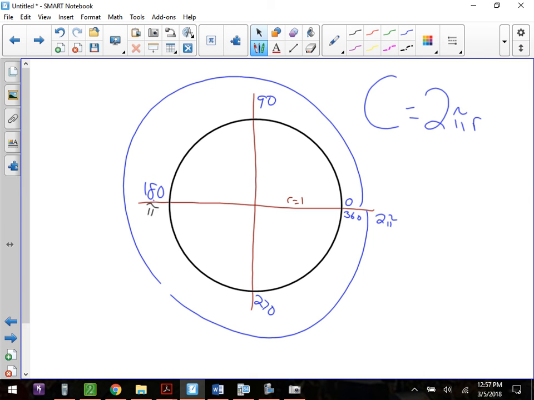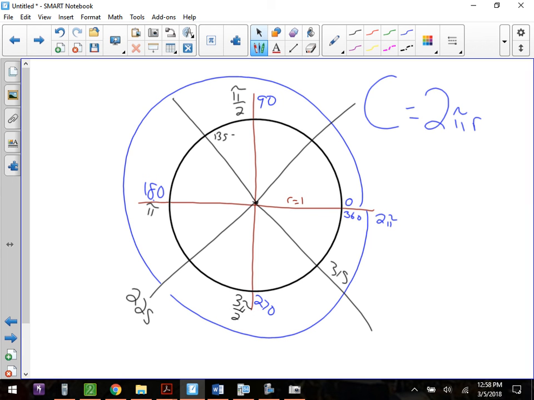And what would be half of that? 1/2 pi, pi over 2. Here would be 3 pi over 2. Okay? Because it's 1/2, 2/2, 3/2, 4/2. Now watch this. What's half of 90? 45. So if I count by 45s, here's 45, 90, 135, 180, 225, 270, 315, 360.